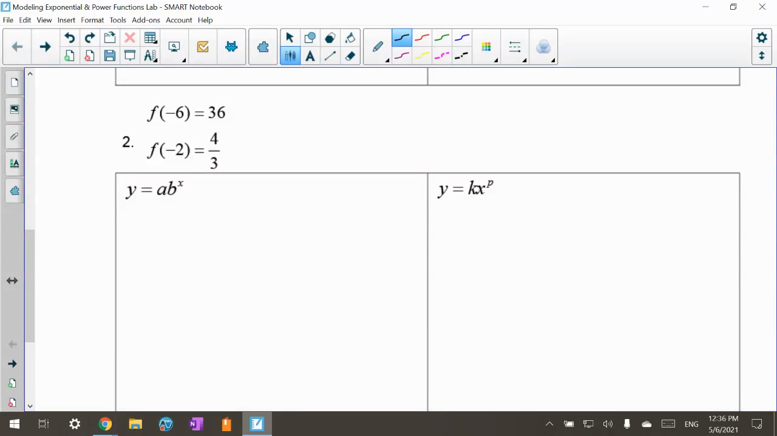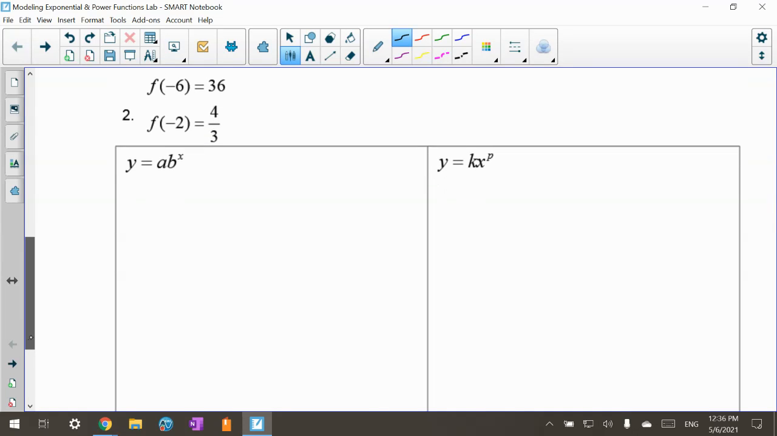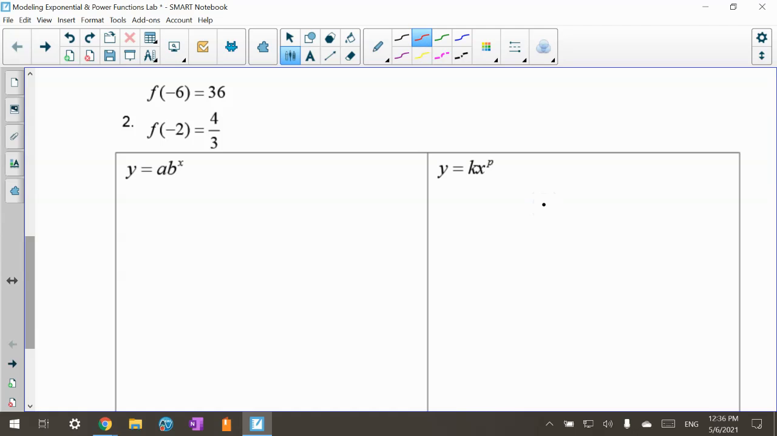Okay, this video is for my pre-calculus class. This is number 2 on our modeling with exponential and power functions lab. So I'm going to try to do a couple more questions on this one. I have 2 points going on here. I have negative 6, 36 as my first point, and my other point is negative 2, 4/3.